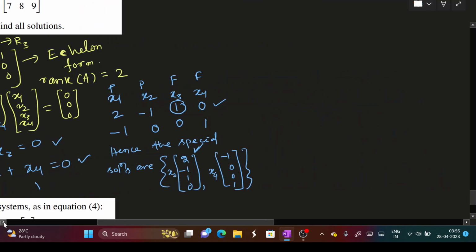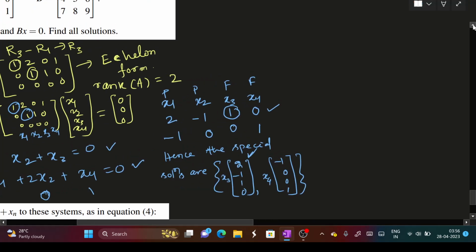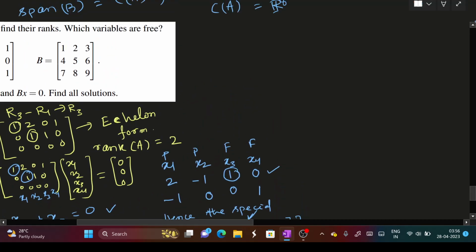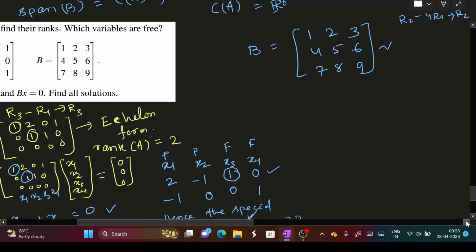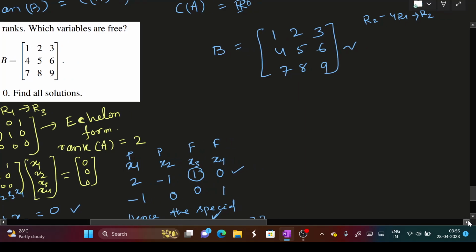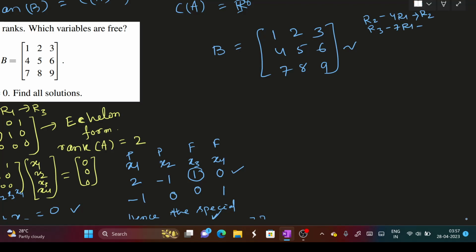Next, second part of the matrix, just we will observe. What is that? It is B is equal to 1, 2, 3, 4, 5, 6, 7, 8, 9. So let us find out its corresponding echelon form. R2 minus 4 R1 stored in R2. R3 minus 7 R1 stored in R3.